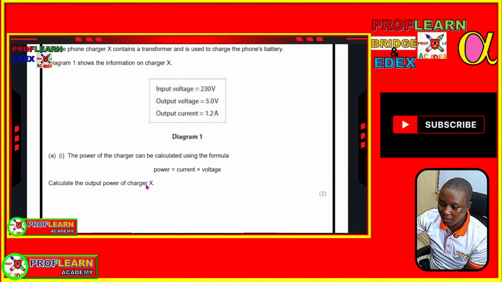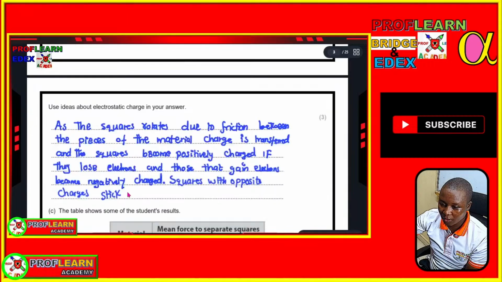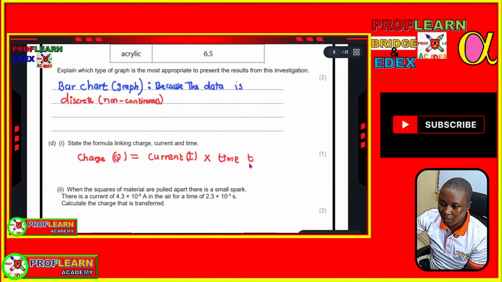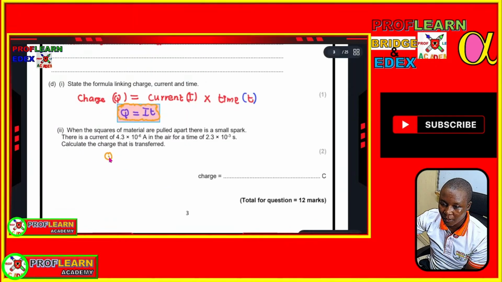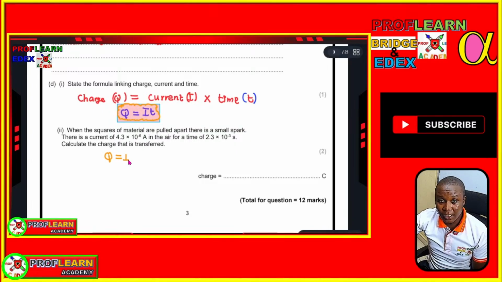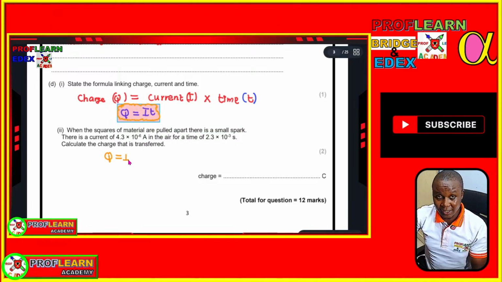All right, so we had stopped at this particular question here, where we talked about: state the formula linking charge, current, and time. We need to remember that the formula you can use to work out charge is basically current times time. What you need to remember at that given point is that charge is calculated in coulombs, current should be in amperes, and time must be in seconds. So that is the most important part to remember.